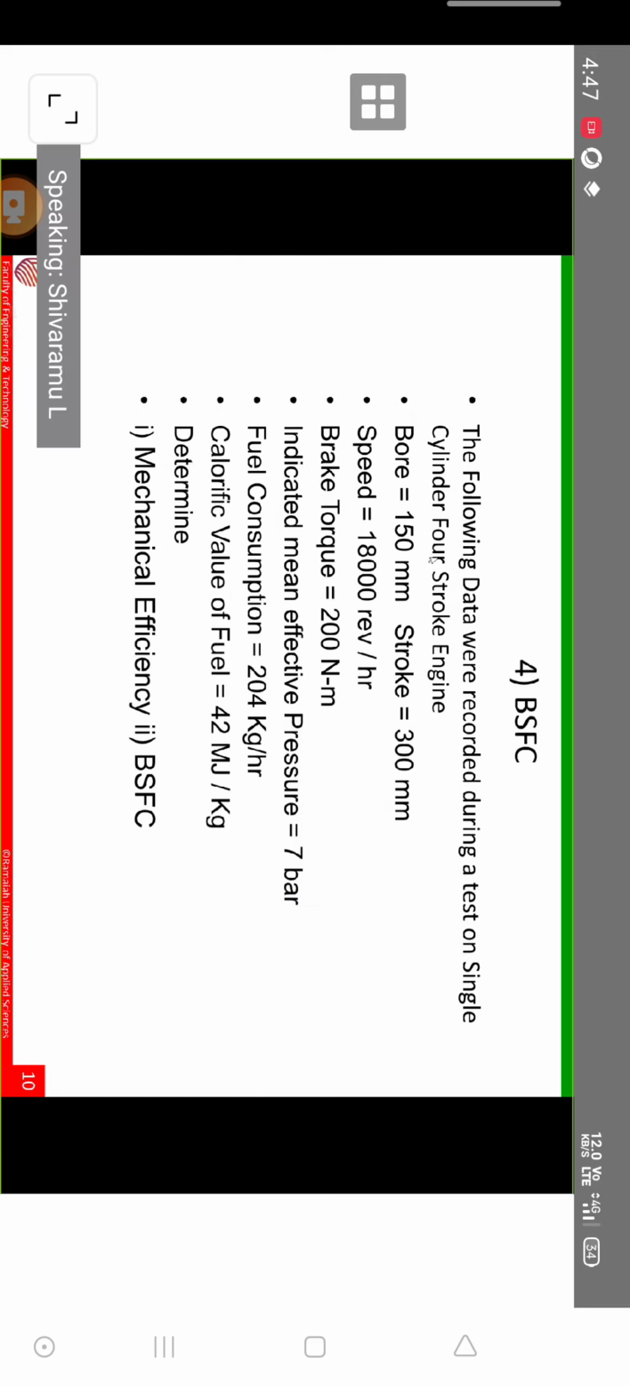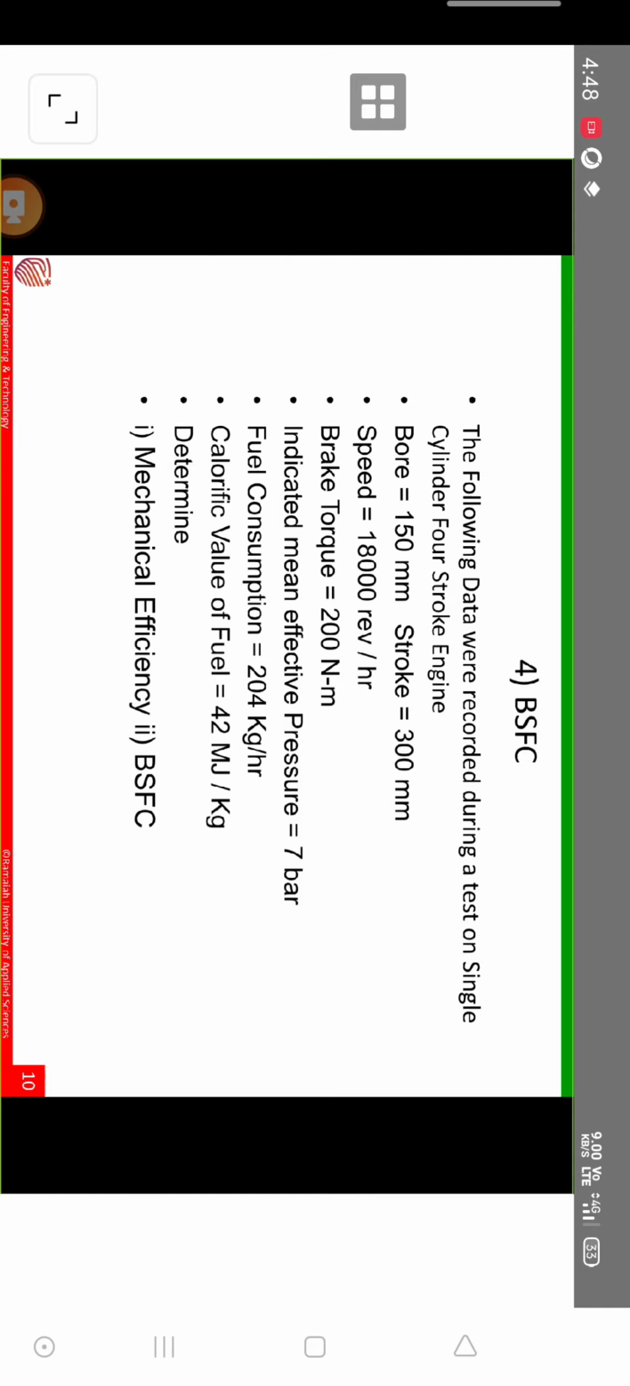Don't overlook what engine they have given, otherwise obviously we'll make a mistake in the calculation of IP itself. If you don't calculate IP properly, the entire problem will become wrong. So please make sure that whenever you are calculating IP, cross check again at least 1 or 2 times what type of cylinder they have given, whether it's a 4-stroke or a 2-stroke. Keep an eye on that, so that it becomes easy for you to solve the problem correctly.